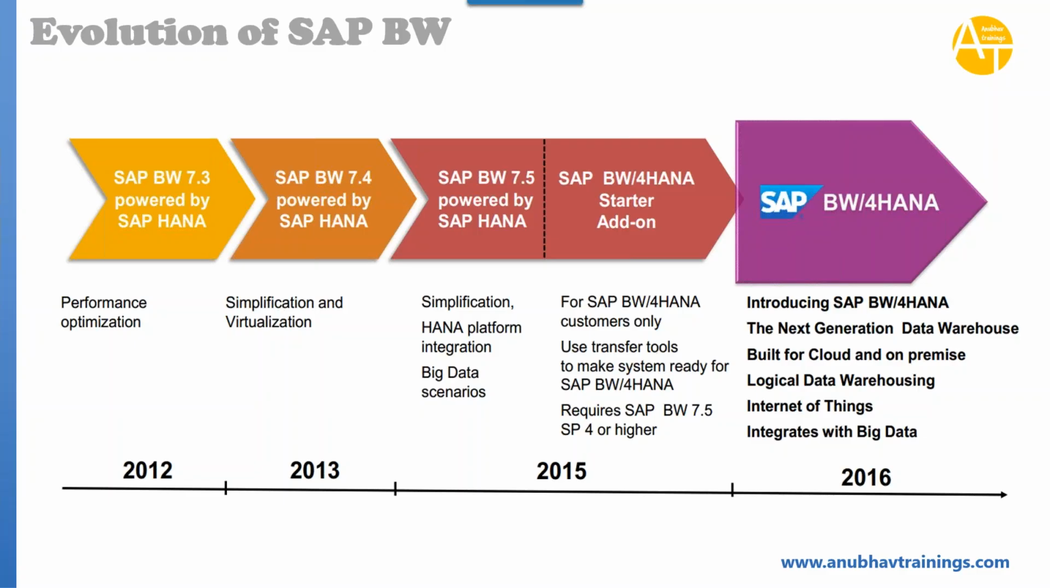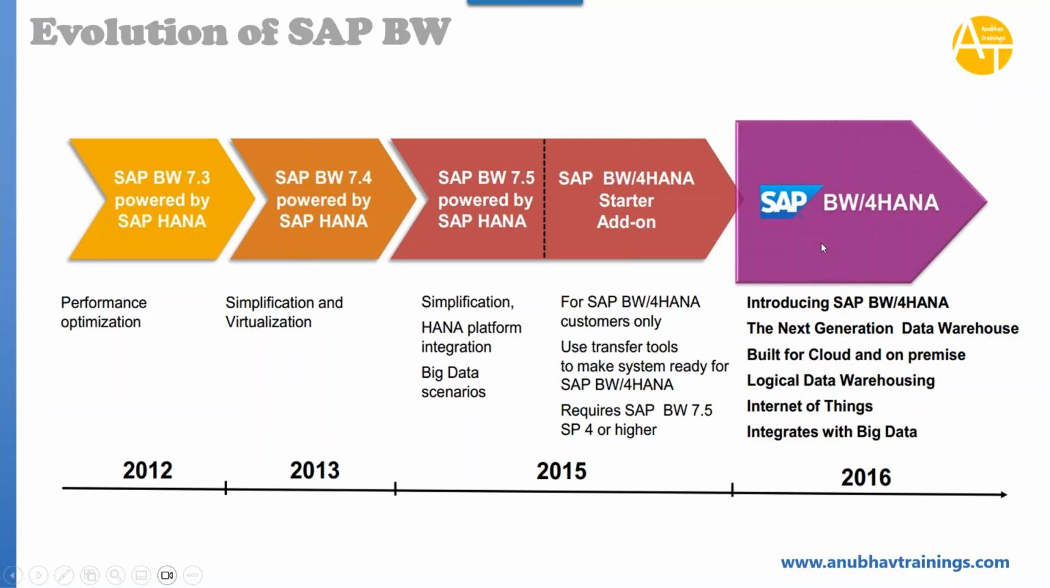So they call it the next generation data warehouse system, built for cloud and on-premise. It also offers logical data warehousing. It offers IoT, Internet of Things scenarios. It integrates with big data query like Hadoop and all. So in this situation, the only database choice you have is the HANA database. You cannot choose any other database at all. There is no other choice.